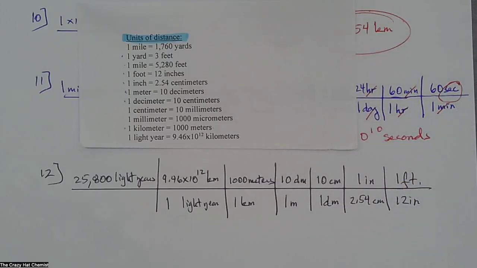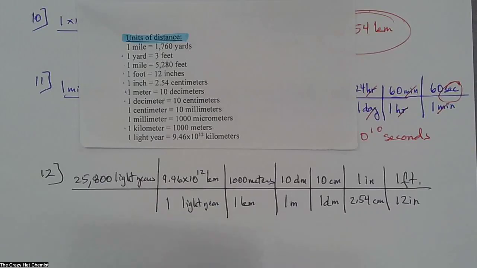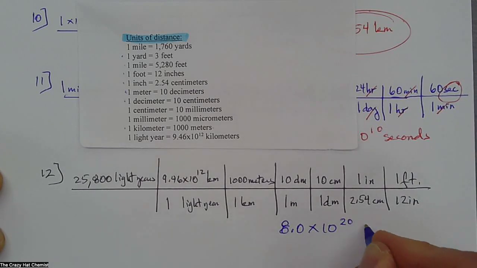And then we will have how many feet are in the distance between the Earth and the center of our galaxy, the Milky Way. No way. So this is 25,800 times 9.46 times 10 to the 12 times 1,000 times 10 times 10 divided by 2.54 divided by 12. This is a very large number. This is 8.0 times 10 to the 20 feet.